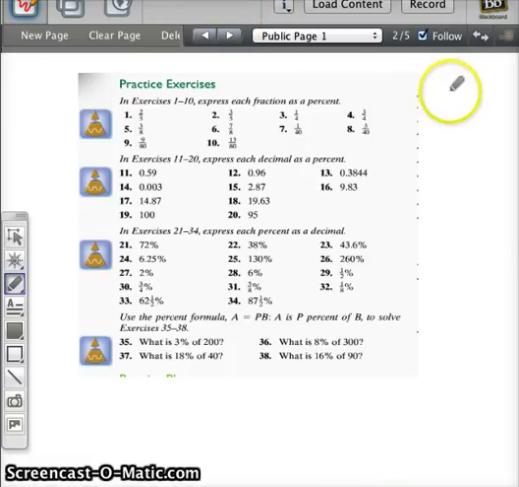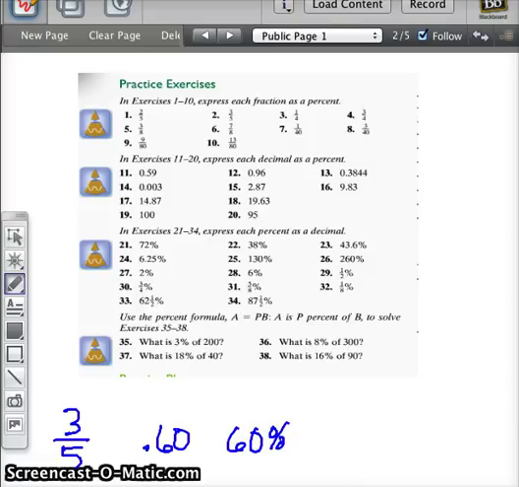What I want you to do for this section is copy the problem and then do the answer. For example, in question number 1, well, let's just do 2. It looks like 3/5. Now it says express each fraction as a percent. There are a few ways to do it. Here's one way: if I divide the top by the bottom, I get 0.6 or 0.60. So I want to change that to a percent, so it's 60%.